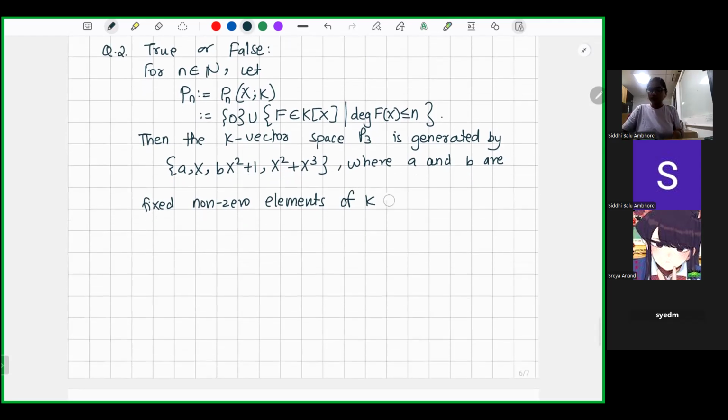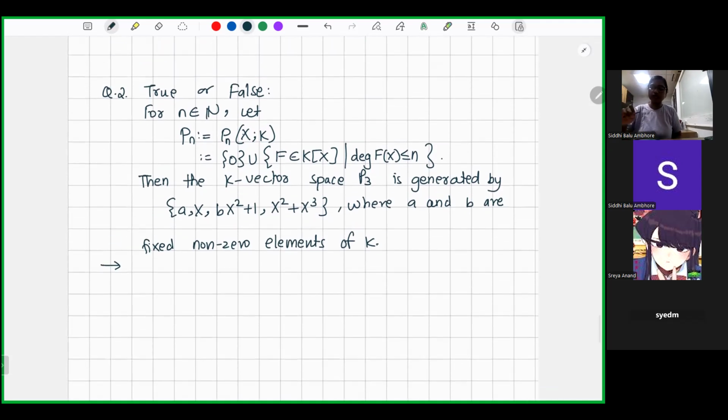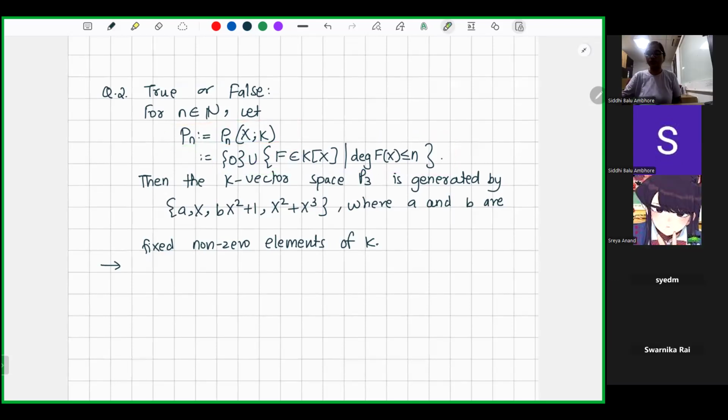Okay, so this is what we need to check. So what is the question? We are given how Pn is defined here. Pn is the collection of all the polynomials of degree less than or equal to n. And we have to check now whether this is a system of generators of this K vector space P3 or not.